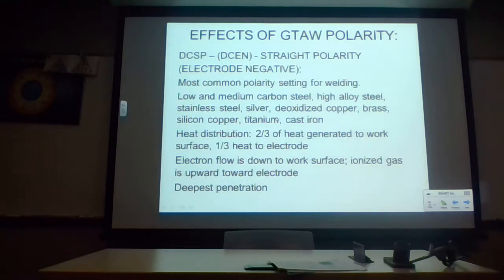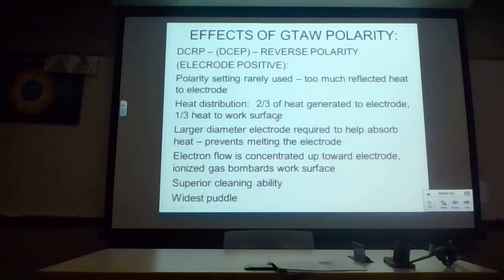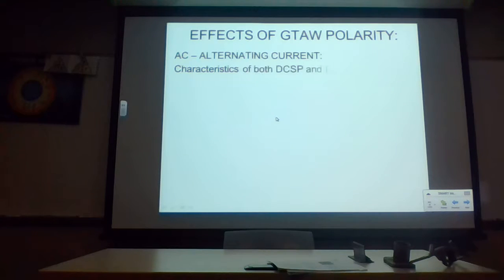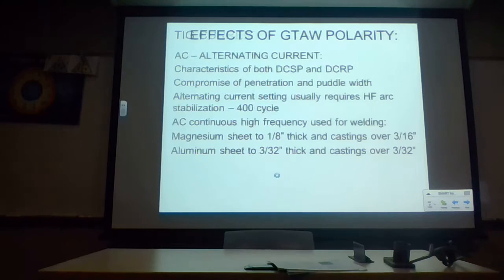Well, what if we set up the machine to AC? Well, if the machine is set up to AC, you kind of have the advantages of both polarities. You don't have as much penetration into the base metal as you do with straight polarity, but you don't have the problem of potentially melting the electrode off with reverse polarity. So what this does is it allows you to kind of get a compromise in welding. What this does is it's great for welding, particularly aluminum and magnesium.